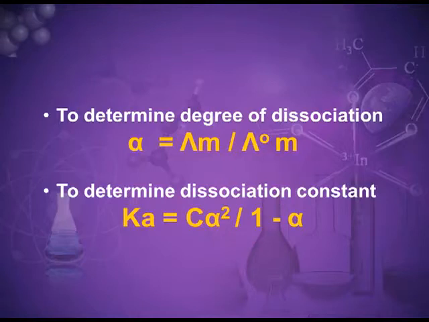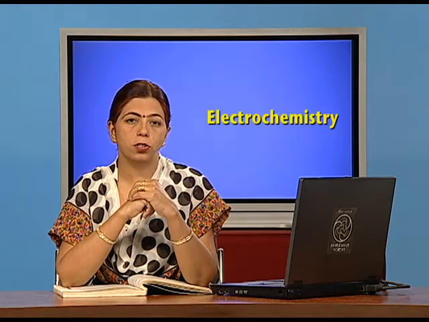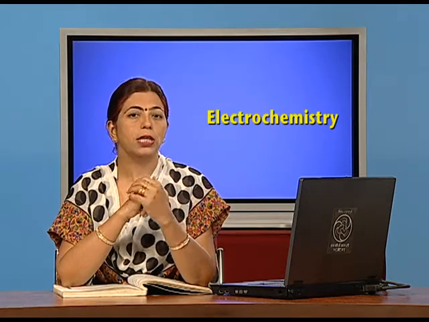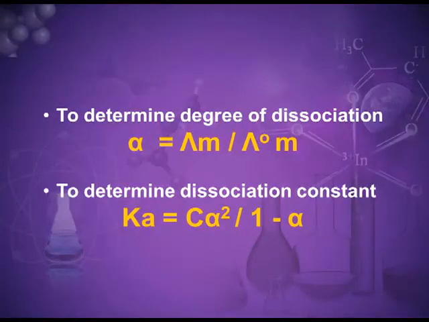Using Kohlrausch's law, we can also find out the degree of dissociation, that is alpha, which is mathematically equal to lambda m upon lambda m infinity. We can also find out the dissociation constant, that is K. K is equal to C alpha square upon 1 minus alpha, where alpha is the degree of dissociation.